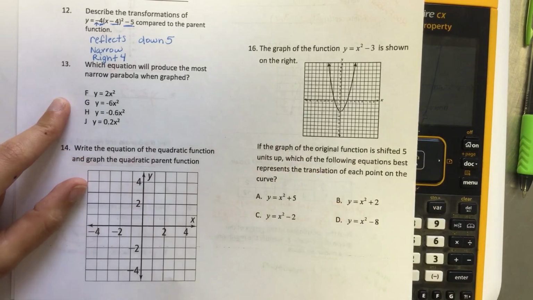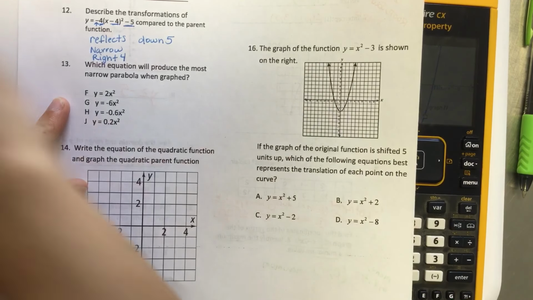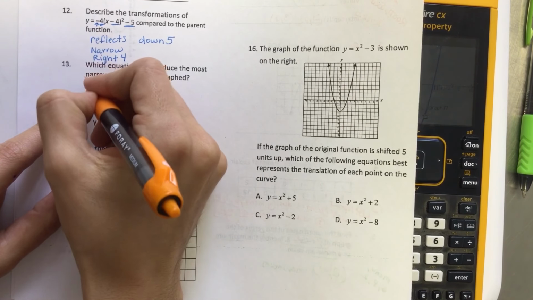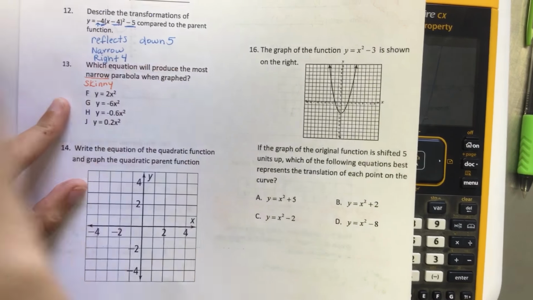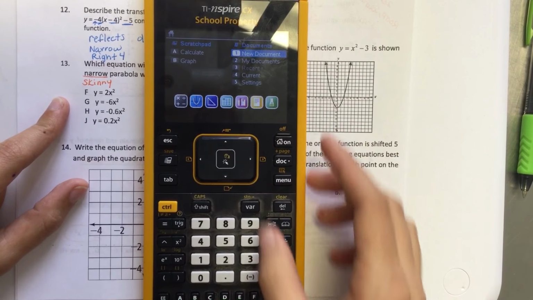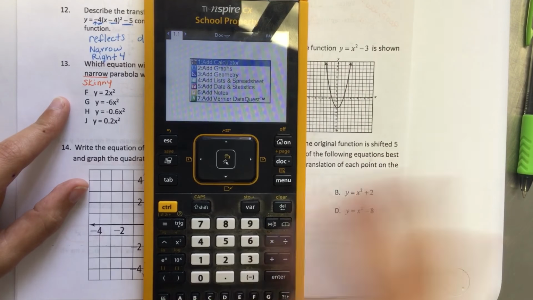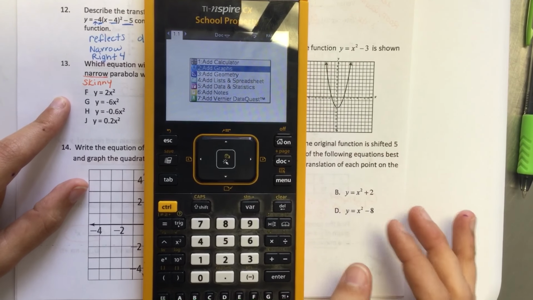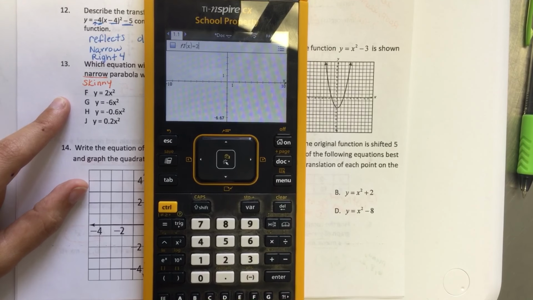All right, number 13. Which of the following is the most narrow? Narrow means the most skinny. Which one is the skinniest graph? So all I'm going to do is put all of these in my graph and see which graph is the skinniest.